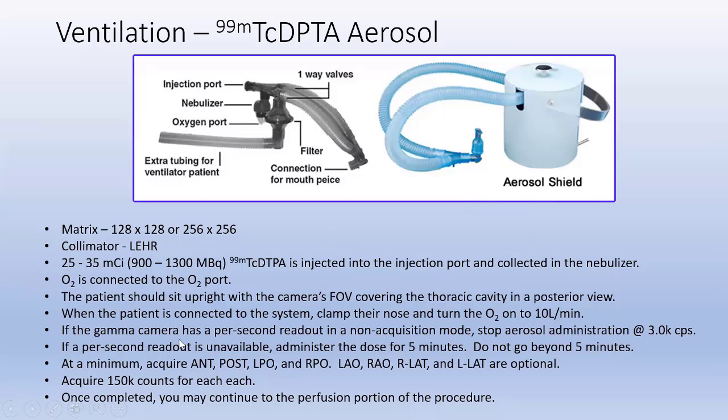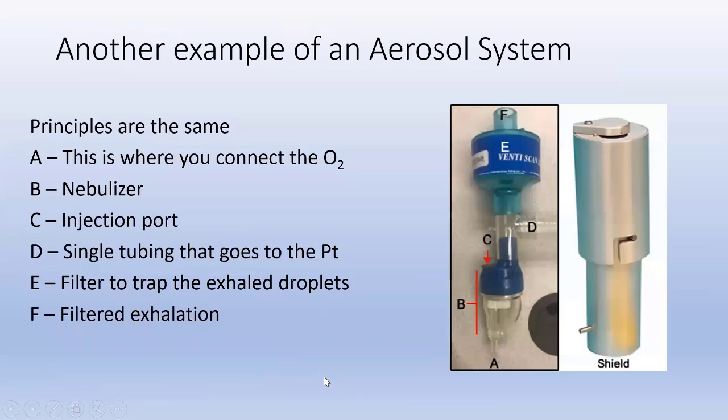You're going to nebulize the patient for 5 minutes, or if you have the opportunity, if your camera allows, you want to read the actual counts coming off the lungs and stop at 3K per second. If not, then go for no more than 5 minutes. Once you're done with that, your critical images are anterior, posterior, left posterior, and right posterior obliques. If you want to do the other 4, you can also do that. You acquire for about 150K counts per image. Once completed, you obviously can then go on to your perfusion scan.